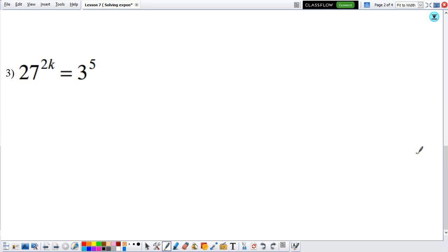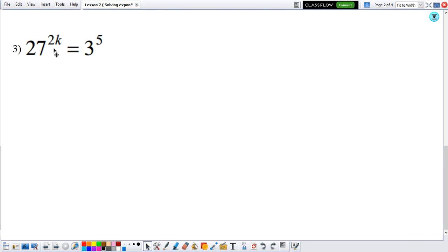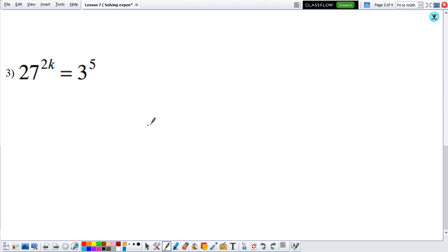Now, notice here in example 3, we still want to solve for that exponent. We want to solve for k here. K is my exponent, but notice that they don't have the same base, so you cannot just cancel that out right away because we only do that whenever they have the same base. They don't have the same base, so we cannot do that. So what can we do?